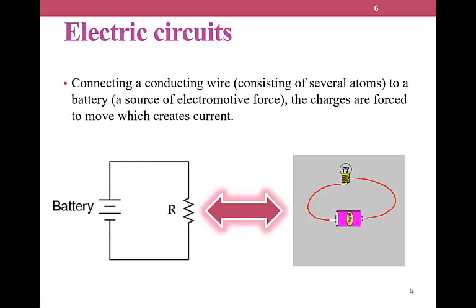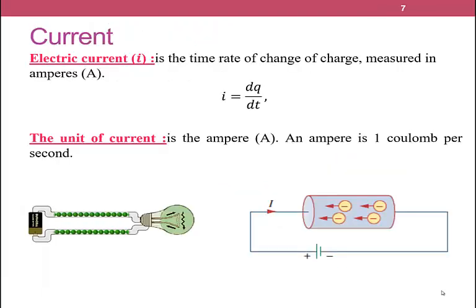To form an electric circuit, we must have a battery, which is the electromotive force. We must have resistance or the load, and we must have conducting wires. Now we are going to explore some definitions. First, current. Electric current is the time rate of change of charge, and it is measured in amperes. The unit of current is ampere, and one ampere is 1 coulomb per second.